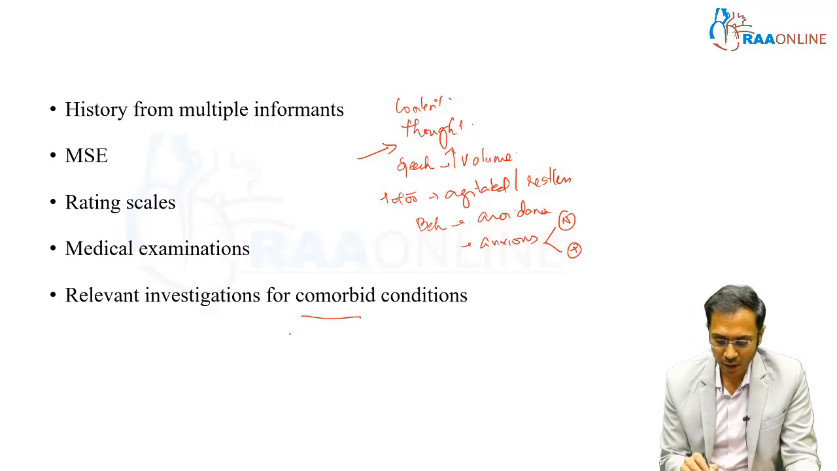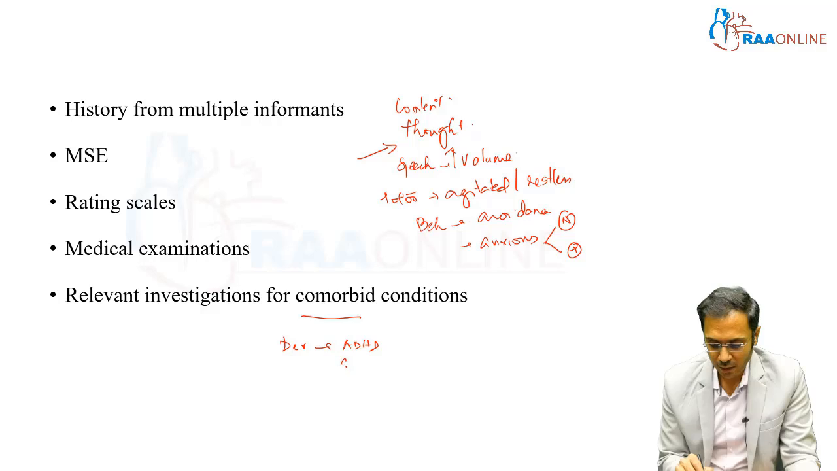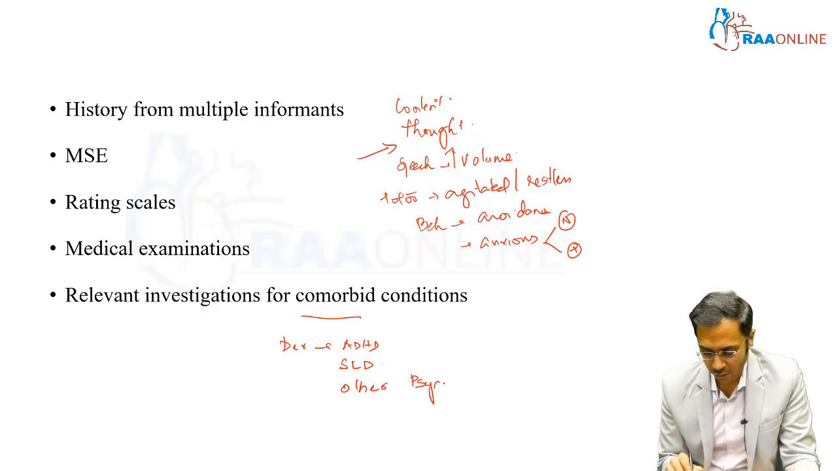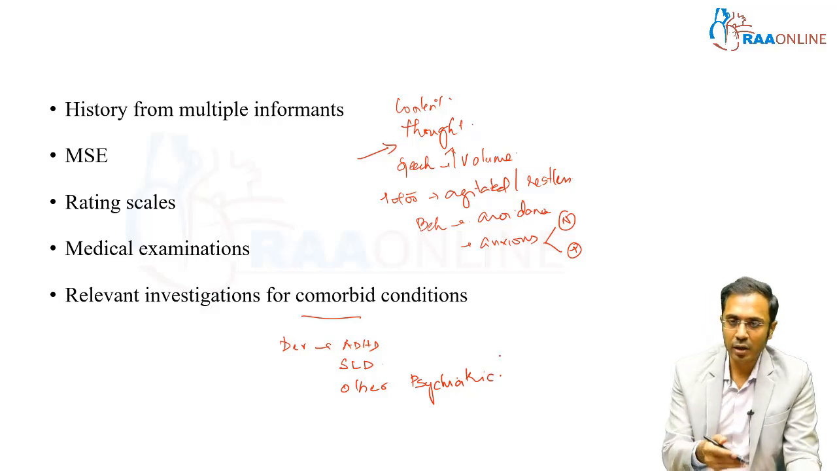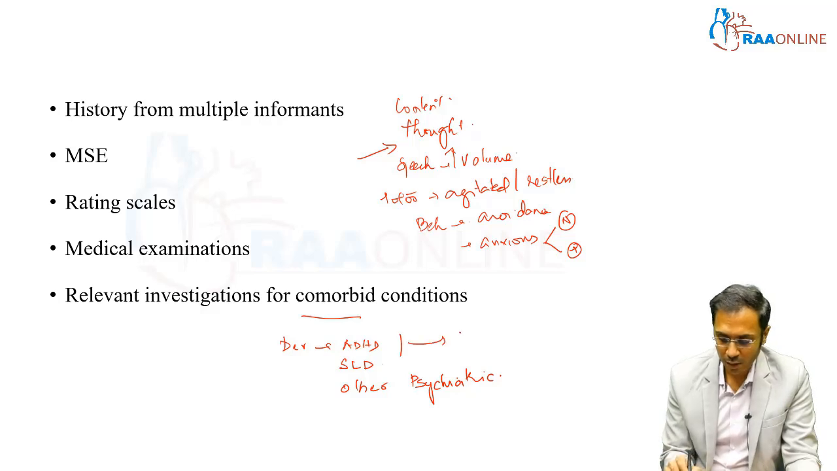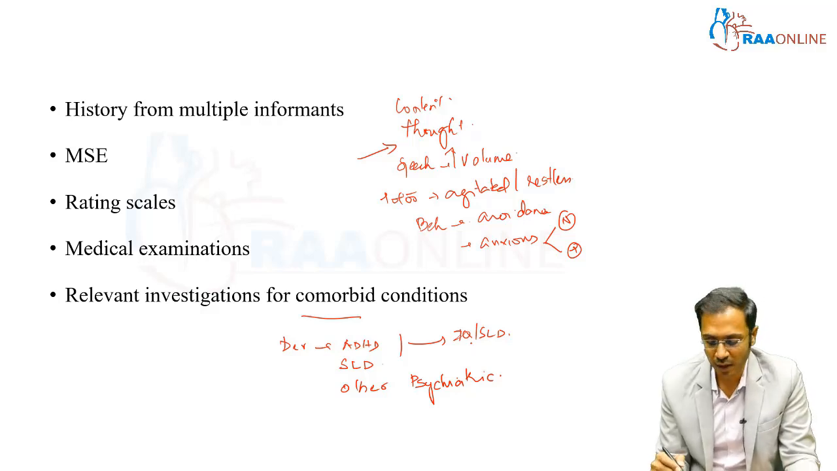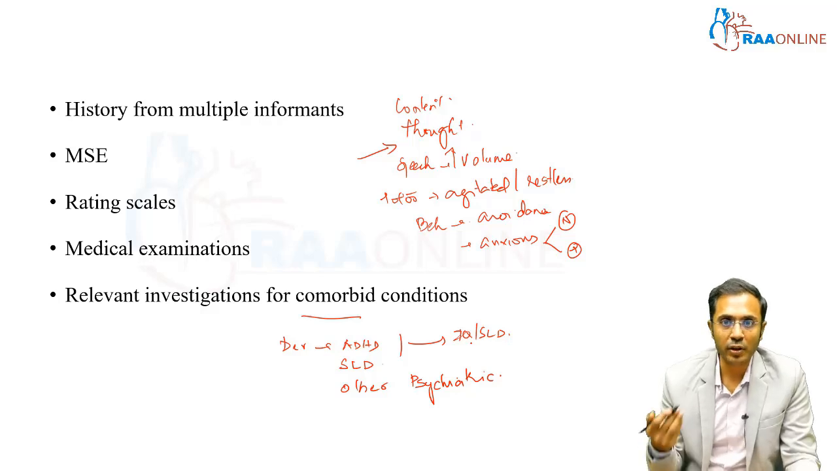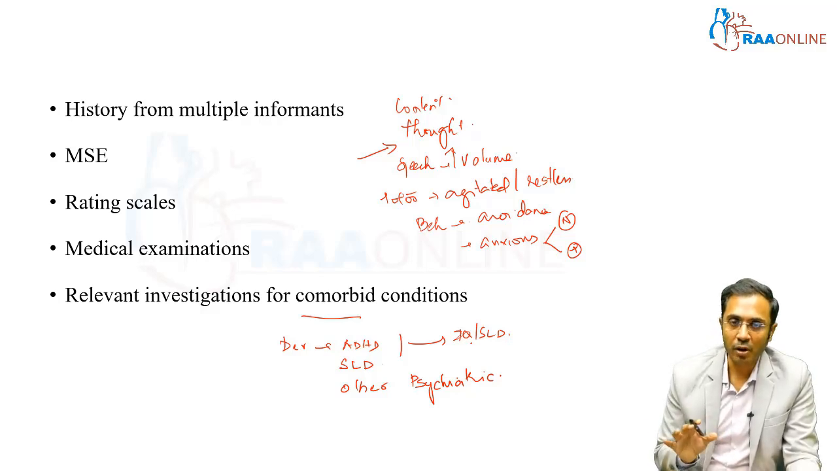For example, if you are suspecting a developmental problem like ADHD along with anxiety, specific learning disorder along with anxiety, or other psychiatric disorders, then you have to use relevant history, mental state examination findings, and relevant investigations like cognitive assessment or IQ assessment, specific learning disability assessment, ADHD parent rating scale, and other psychiatric rating scales wherever required. So these are the components of clinical assessment of anxiety disorder.